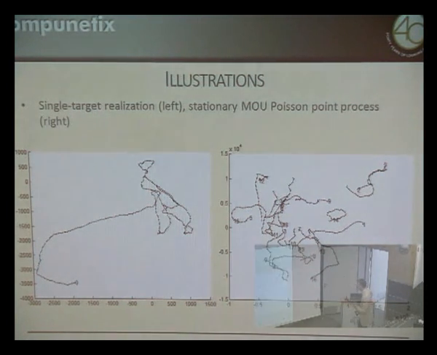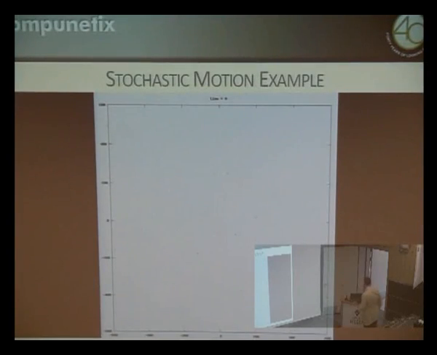So, let me show you just a quick view of how this looks. Where's my mouse? There we go.